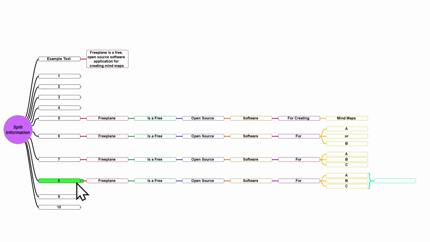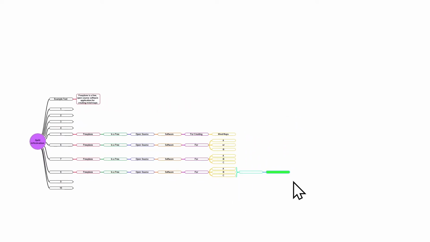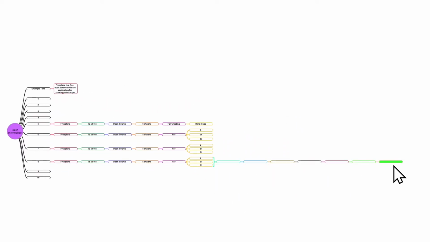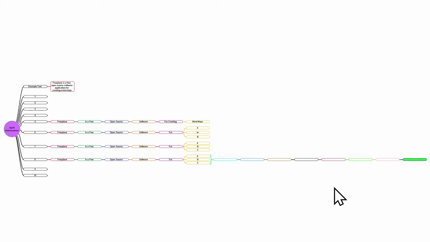And in this eighth example, Freeplane is a free open source software for A, B, C, and in front of it, you can add a summary node with this bracket embracing the nodes behind it. And if really needed, you can keep going on and on, adding more nodes after this, splitting and organizing your information. And remember, you always need to find a perfect balance between splitting and organizing information vertically and horizontally.